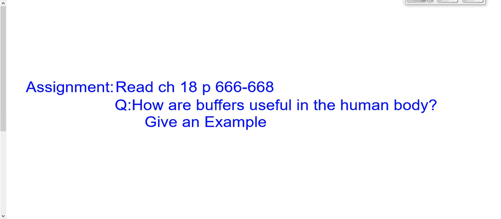Now, I've got a very short assignment for you with this one. I want you to do a short little reading in your textbook out of chapter 18 about buffers. And there's two things I want you to find out. I want you to note, how are buffers useful in the human body? Okay, and give me an example for that. So that's the simple example that I want you guys to take a look at.